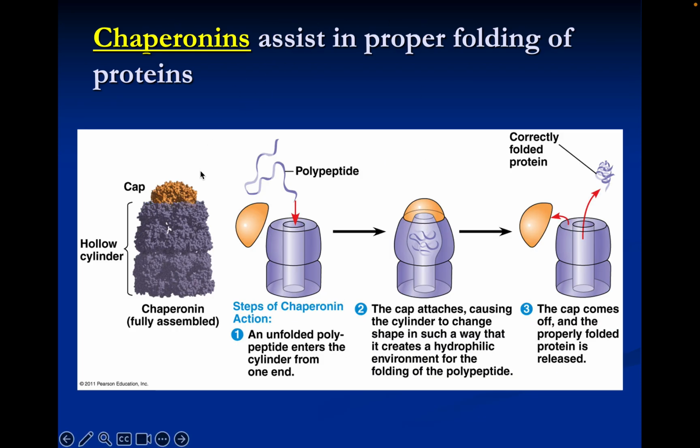Chaperonins are like a tiny cylinder. Polypeptides go in, a cap goes on and attaches, and it folds the protein in such a way that now it's functional. So the folding of proteins isn't random. It's not like just putting a bunch of magnets together and hoping all the positives and negatives line up. These chaperonins deliberately fold proteins in specific ways so that they're correctly folded and ready to go off and do their job.